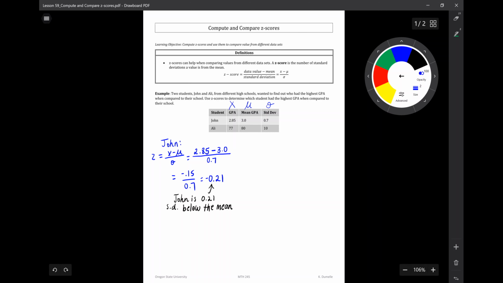What about Allie? If we look at Allie, her school's GPA system is based on a 100-point system. So her z-score is equal to x minus mu divided by sigma. Her GPA is 77. The mean GPA is 80. And the standard deviation is 10. So this is negative 3 divided by 10, or negative 0.3. So what does this tell me? This says that Allie is 0.3 standard deviations below the mean.